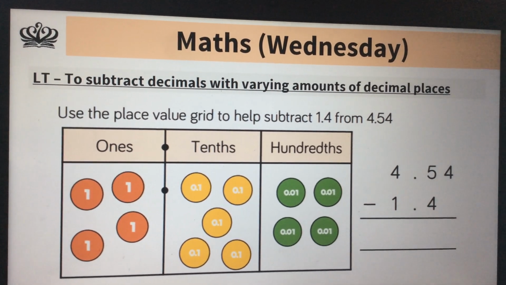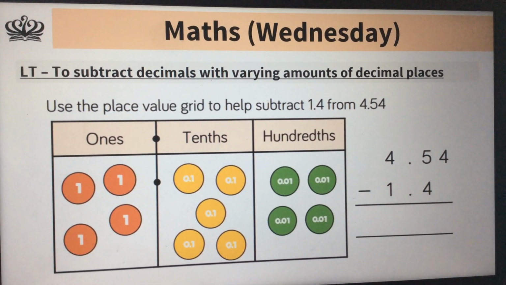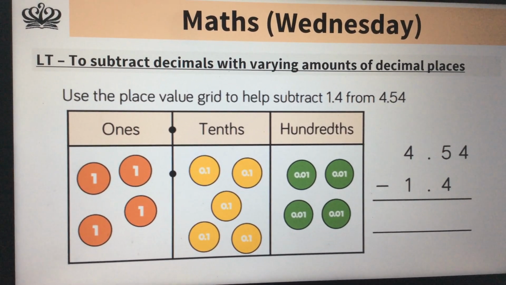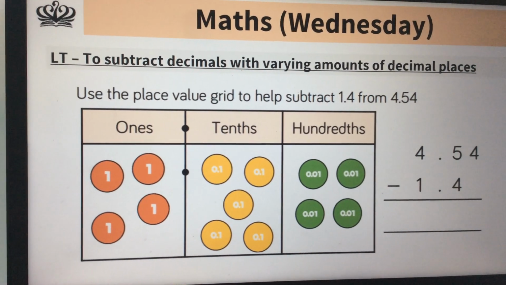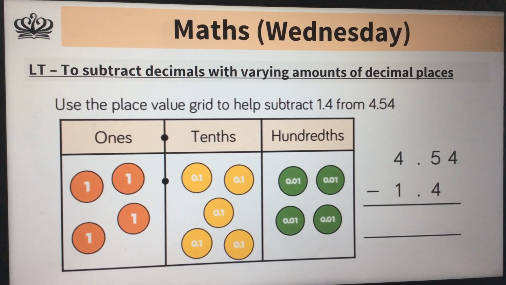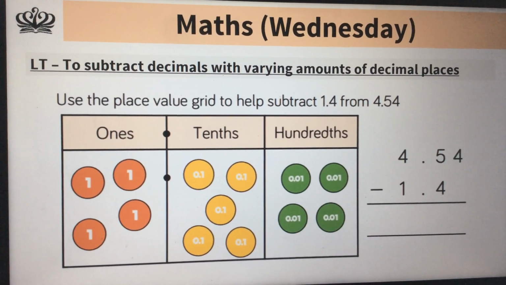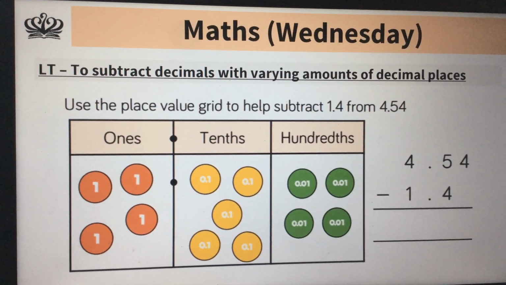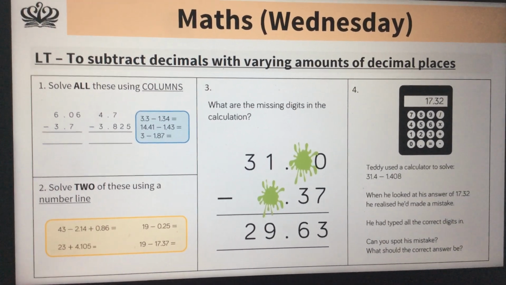Right, we're on to Wednesday's maths, and our learning target this time is to subtract decimals with varying amounts of decimal places. So the inverse of what we were doing yesterday. Yesterday we were adding, today we're subtracting. Lots of you are getting really confident with your maths this week, so this should be a nice step up for you. Right, these are our questions today.